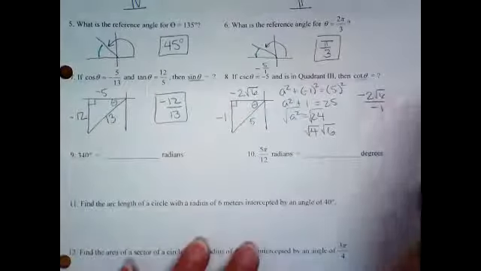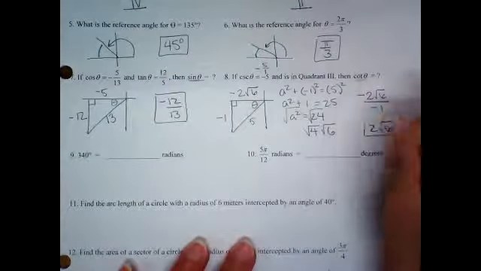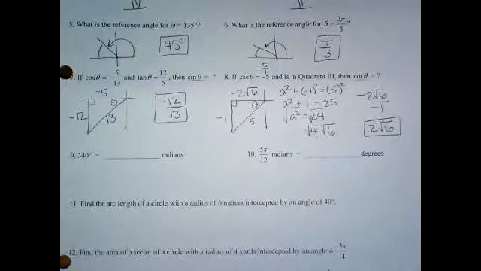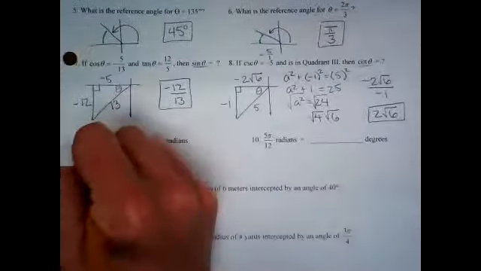Negatives are going to cancel, and so it's just 2 square root of 6. Easy and difficult is always an opinion thing, but I think that's the hardest problem on here. You had to do a lot for that, and there was a lot of room for error with all the negatives and everything.